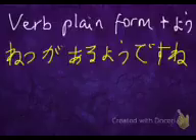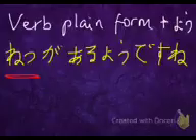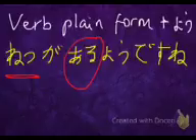Take this example. Netsu ga aru yō desu ne. Netsu means temperature, like a fever. Aru is the casual form of arimasu. So this sentence means it seems that you have a temperature, or it appears that you have a temperature.